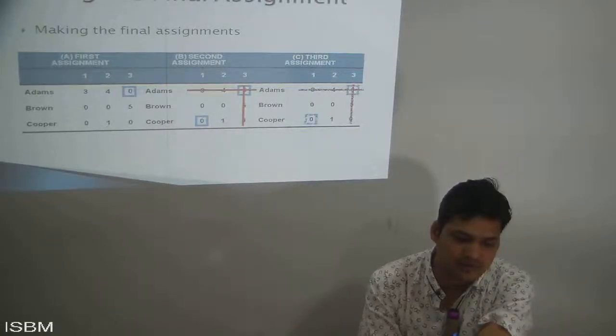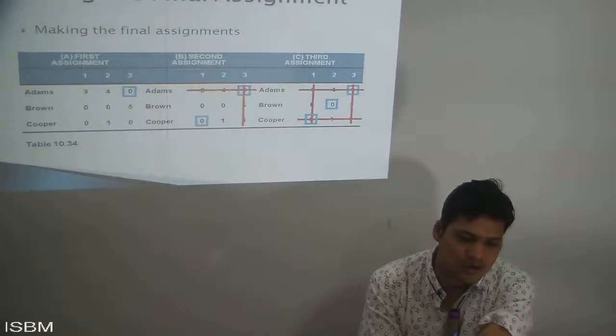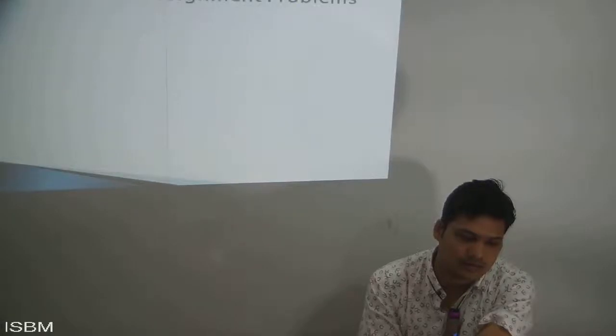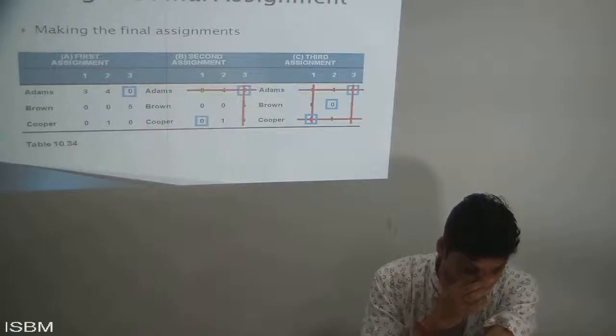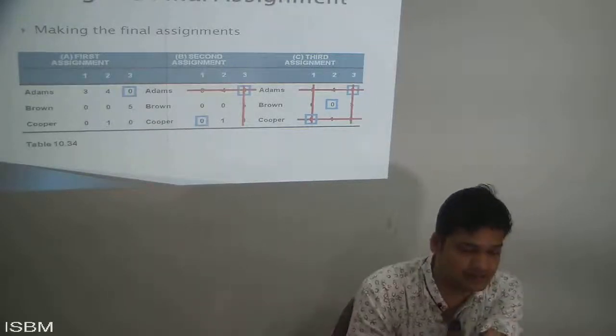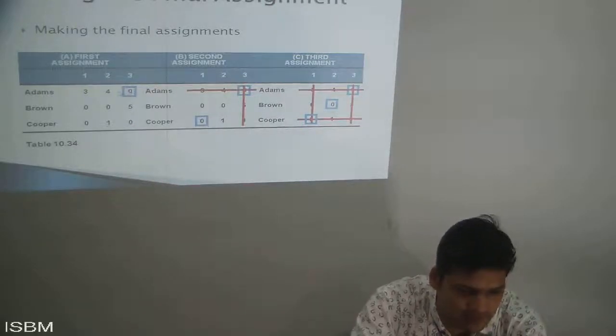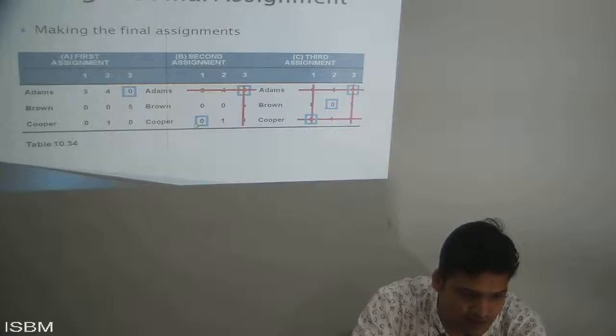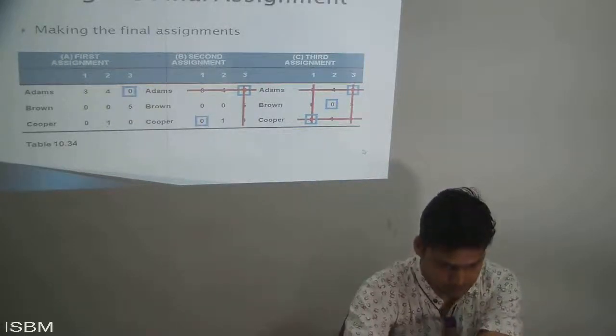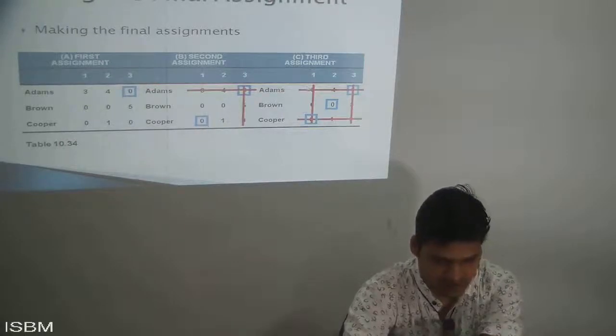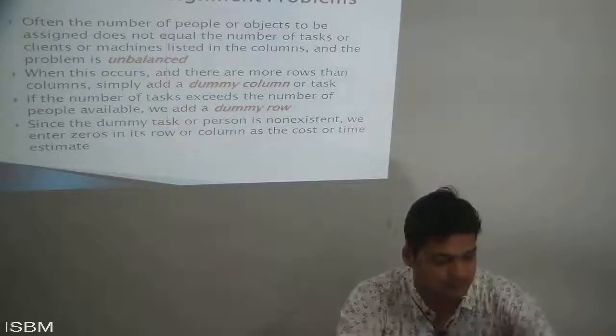This is the final assignment. You can see over here, making the final assignment, first we have assigned 0 over here, then we have assigned 0 over here, and after that we have assigned 0 over here. So first, second and third, there is no need for this unbalanced problem.